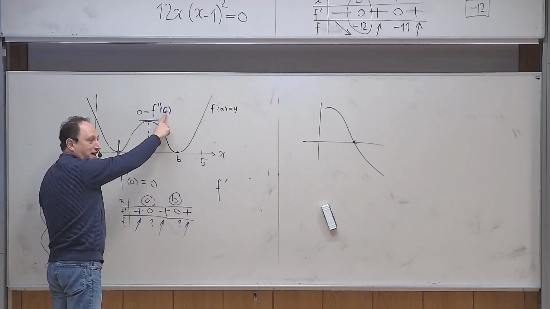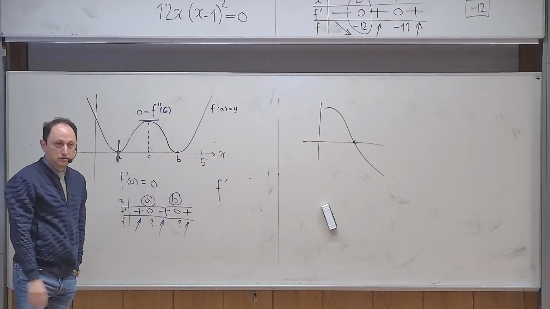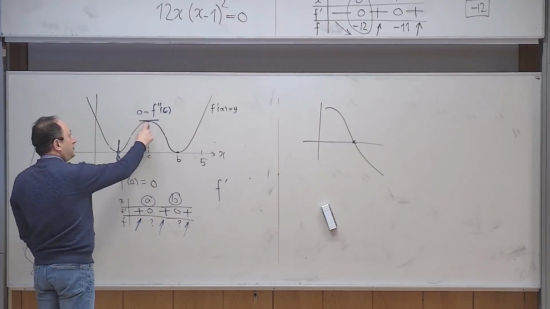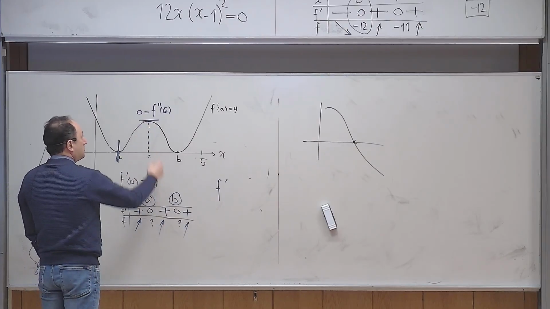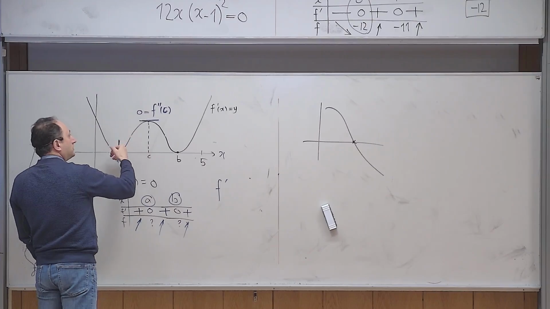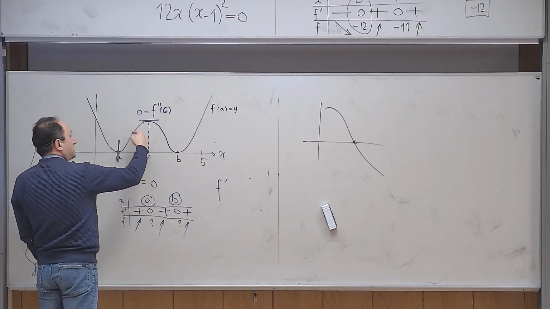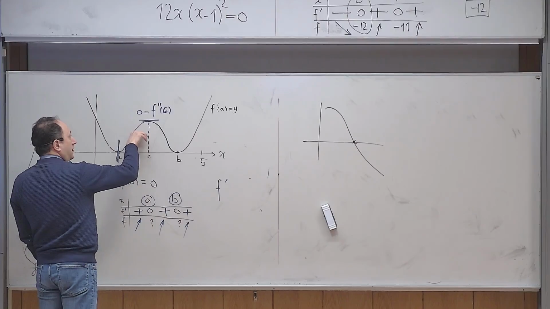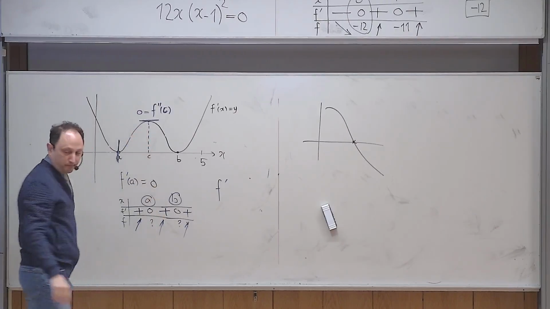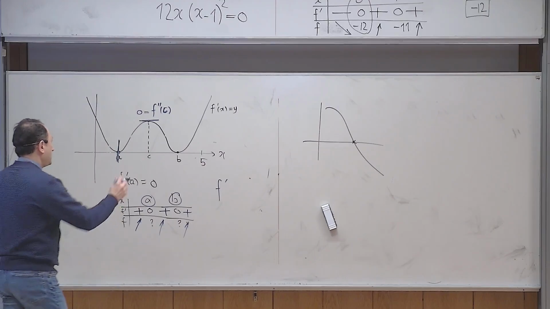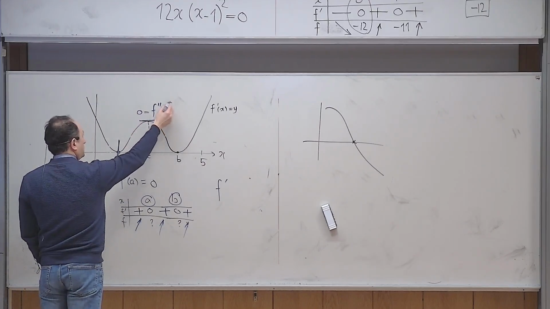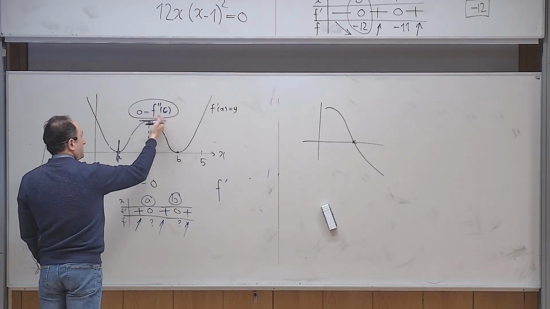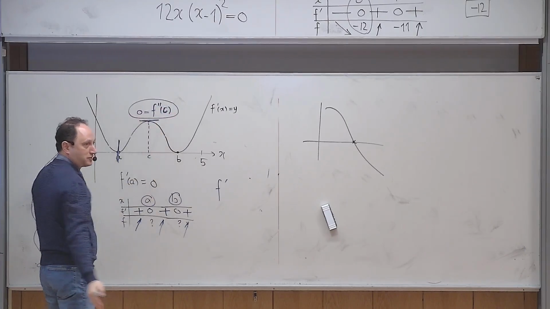This c is a candidate for inflection point. Okay, but is it a real inflection point? Yes, because before this point the function is concave down, and after that one it is concave up. So hopefully you understood. Everyone, do you have any problems understanding why f double prime of c is 0?